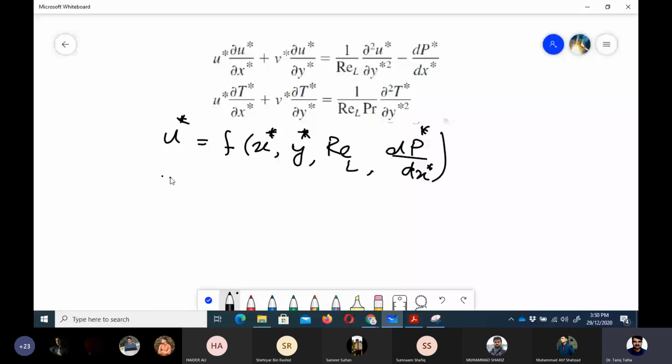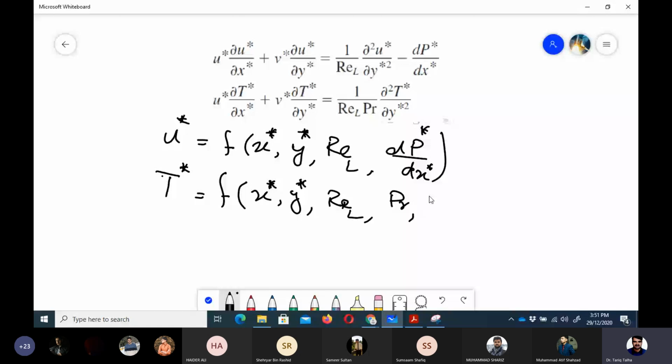For the temperature, we have got x, y, Reynolds number, Prandtl number, and we have only these four.